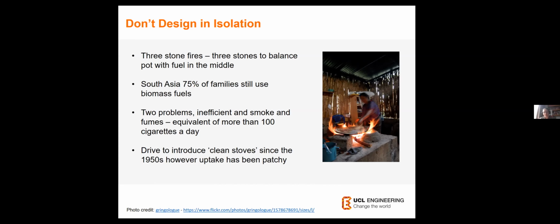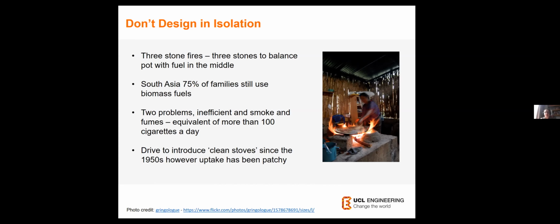They're inefficient, and you can see that from the picture, with the flames going up the side. Anything above the plate is not heating the plate, so those flames don't help introduce heat to the plate and cook the food on there. They also produce a massive amount of smoke and fumes, the equivalent of more than 100 cigarettes a day, and we're all aware of how bad cigarettes are. So imagine having that in your house, with a lot of smoke and fumes.